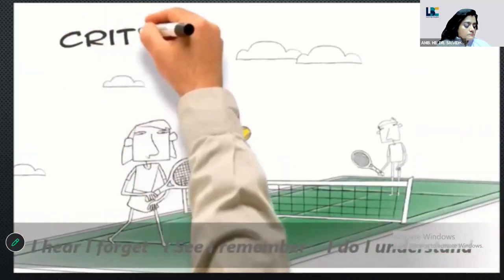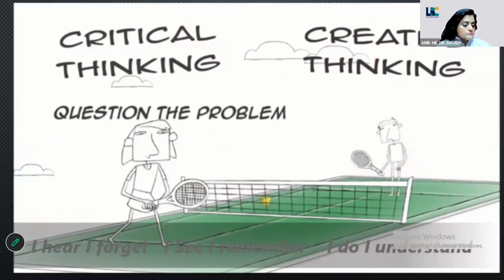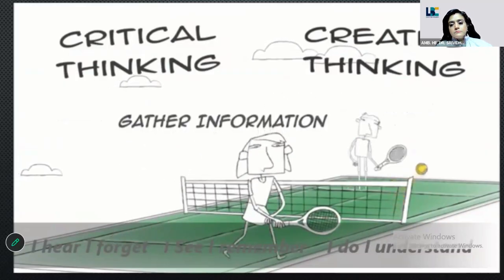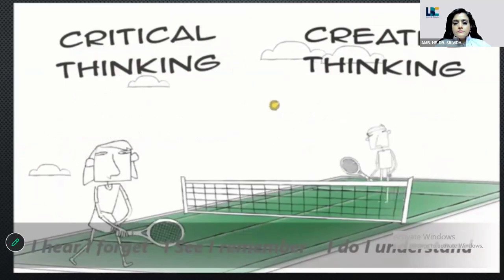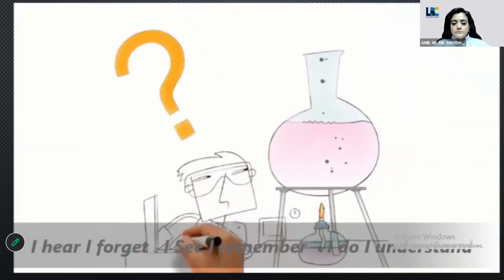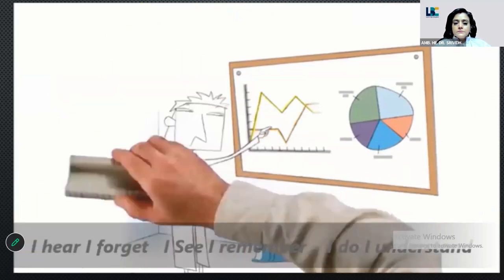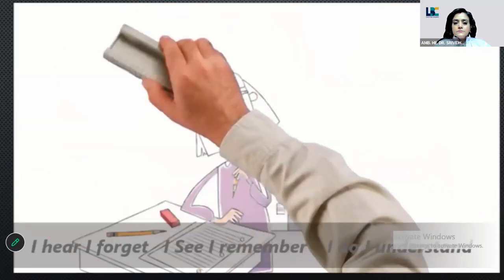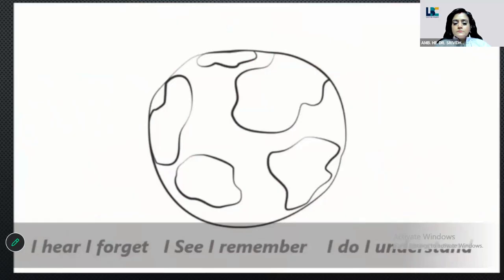To be a good problem solver, you work back and forth between critical and creative thinking. You think critically to question the problem, think creatively to plan a solution, think critically to gather information, think creatively to create the solution, think critically to evaluate the solution, think creatively to present the solution. This kind of thinking is used in science as you form a hypothesis, in math as you solve a word problem, in language arts as you use the reading or writing process. How can you teach your students the critical and creative thinking skills they need to solve the problems of the world?